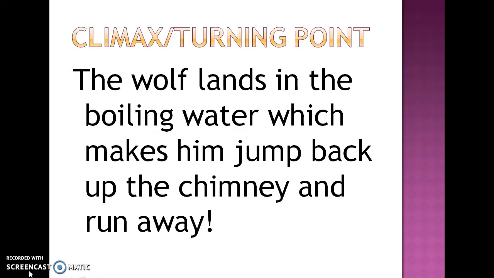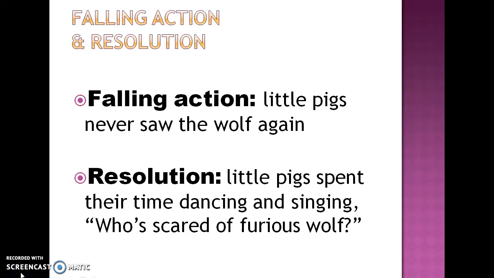When the wolf lands in the boiling water and jumps back up and runs away, the little pigs are no longer in danger. That has solved the problem of the wolf trying to get the little pigs. Therefore, it is the climax. It is the turning point. The falling action, the little pigs never see the wolf again. He's gone. And the resolution, the little pigs spent their time dancing and singing. Who is scared of Furious Wolf, Furious Wolf?